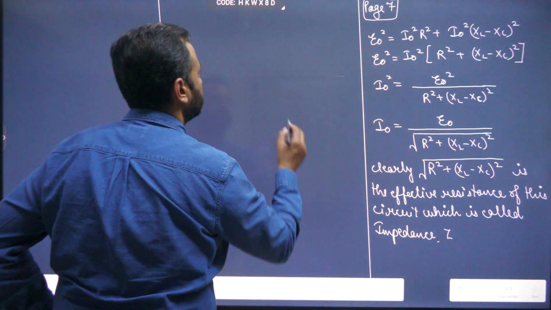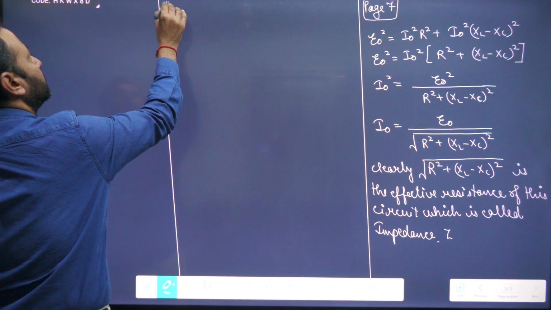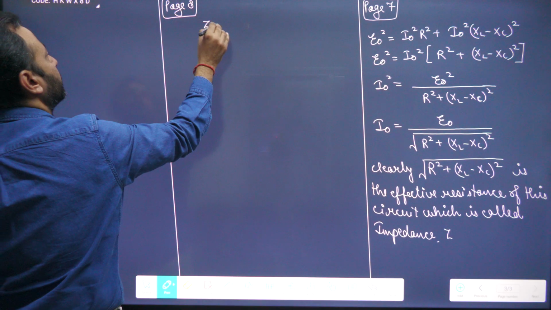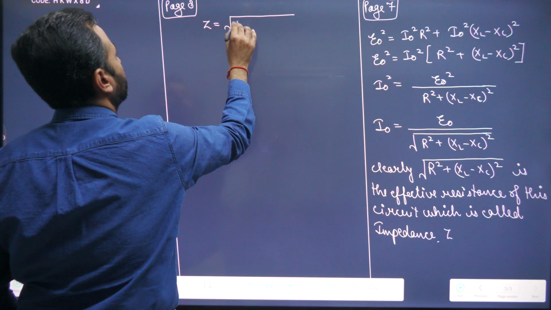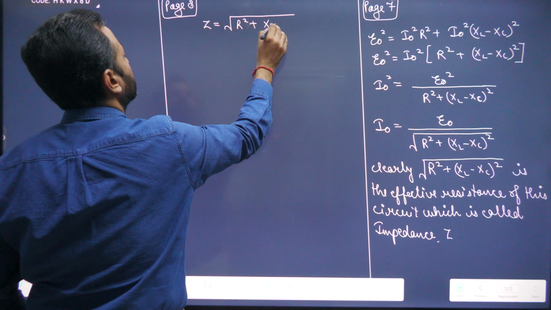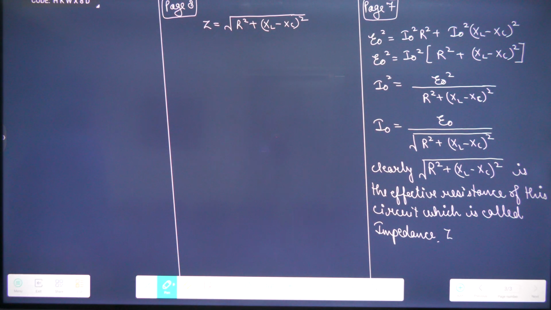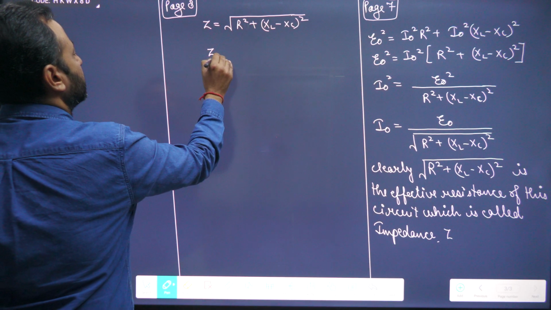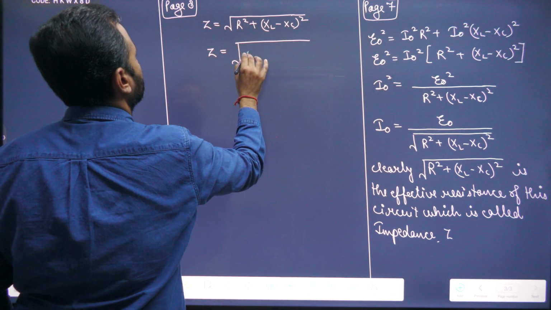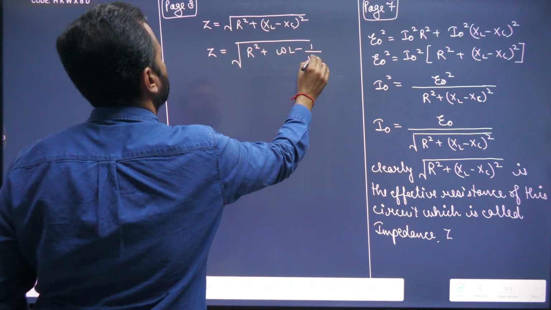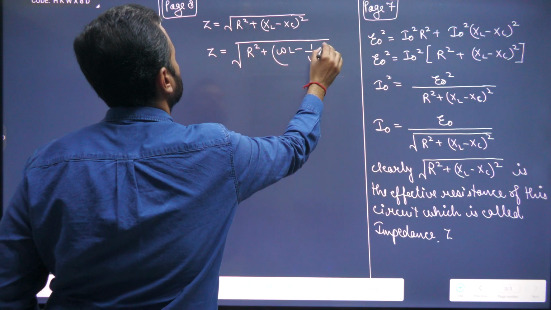Impedance is represented by Z. Z is equal to under root R square plus XL minus XC whole square. This is R square, and what is XL? XL is omega L and XC is 1 upon omega C, whole square.